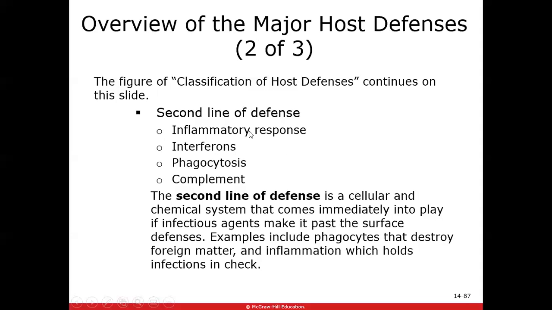So really we're talking about inflammatory response and phagocytosis. Second line defense is a cellular and chemical system that comes immediately into play if infectious agents make it past the surface defense. Examples include phagocytes that destroy foreign matter, and inflammation which holds infection in check.